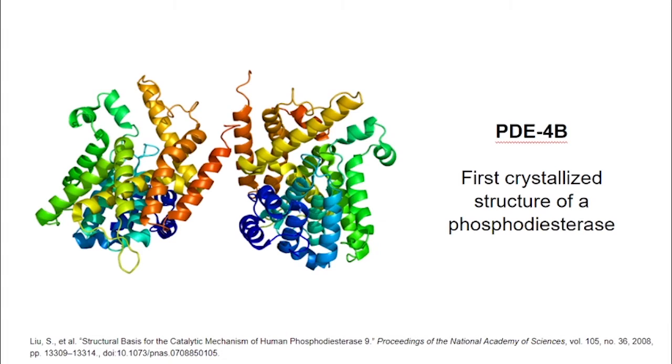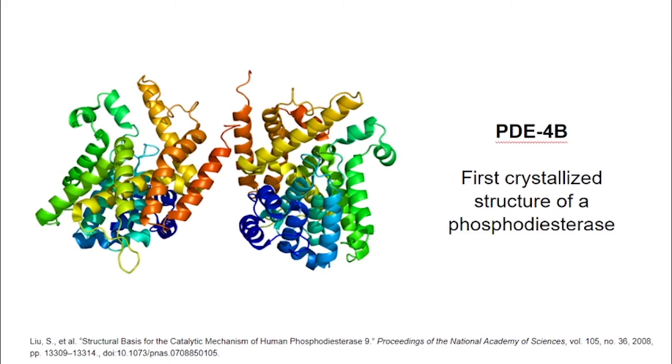A little historical side note, just for context as we continue through our discussion, the first crystal structure of a phosphodiesterase was determined only in 2000, so 20 years ago, using PDE-4B. And since then, only 7 other phosphodiesterase crystal structures have been reported, so we don't have all of them at this point. And unfortunately, PDE-6 is one of those enzymes that has yet to be reported.